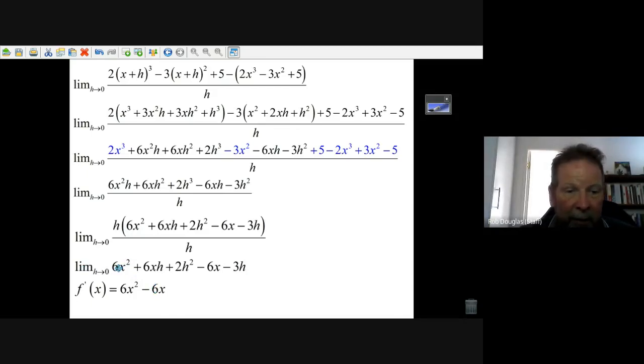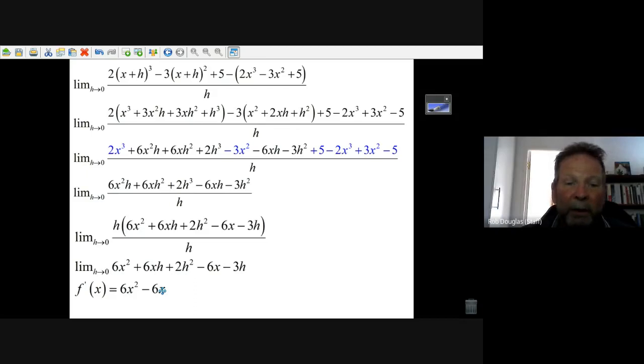The h is no longer in the bottom, so we can now let h approach 0. We have 6x squared plus 6xh plus 2h squared minus 6x minus 3h. Well, if we let h approach 0, the 3h, the 2h squared, and the 6xh will all become nothing. And what you'll end up with is the limit as h approaches 0. In fact, it's called the derivative. The derivative of this whole function is 6x squared minus 6x.